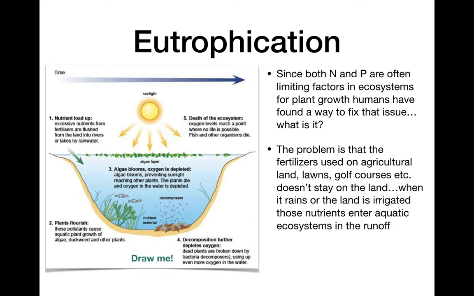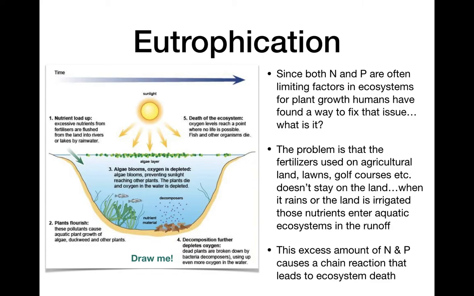So with the water cycle, when the water is moving off the land into the body of water, like rain falls in a mountain, it carries water down the mountain to a river. That can also carry things like fertilizer in it, which is full of nitrogen and phosphorus. So we have extra nitrogen and phosphorus that isn't meant to be in an aquatic ecosystem. This causes a chain reaction that leads to ecosystem death. So here's our cause, here's our effect, and here's the process.